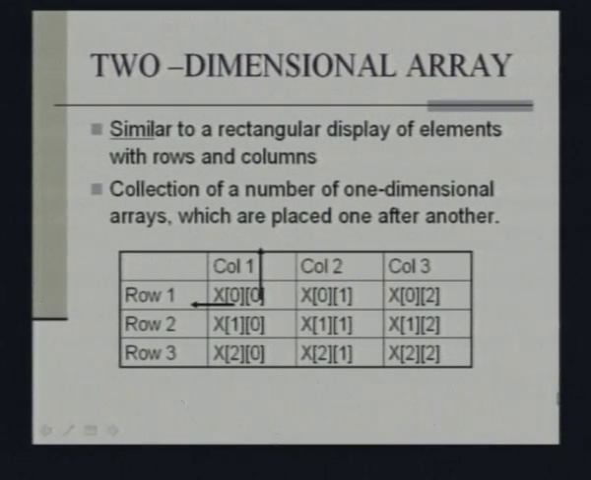Next we move over to two-dimensional arrays. This is similar to a rectangular display of elements with rows and columns. In a 1D array you have only rows. In a two-dimensional array you have the row as well as the column.